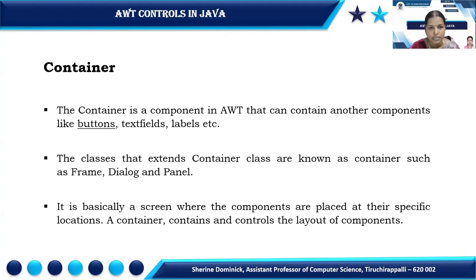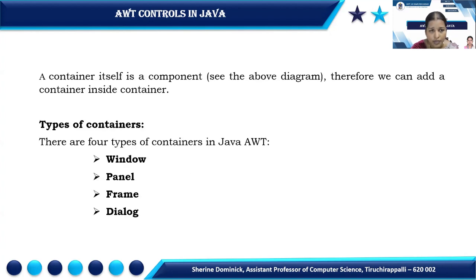The classes that extend the Container class are known as containers, such as frame, dialog, and panel. It is basically a screen where the components are placed at their specific locations. It's like a layout in which we place the elements at different coordinates, like plotting points on a graph. We mention that in this particular location, a component is to be placed. The container controls the layout of components. The container itself is a component. Therefore, we can add a container inside another container.